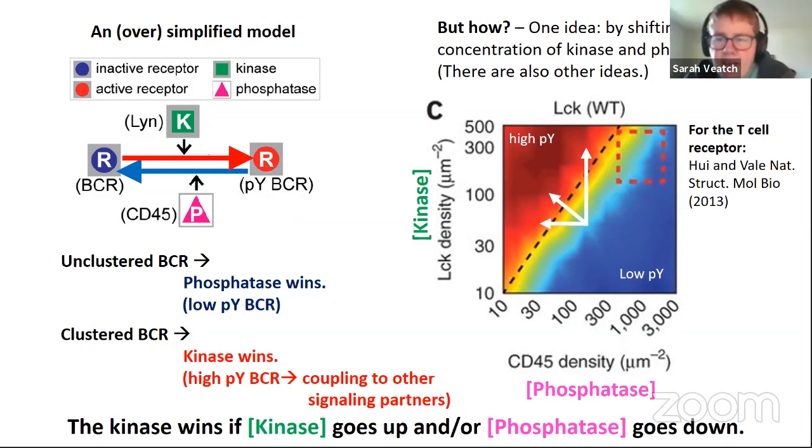The idea is that you can go from low phosphorylation to high phosphorylation of the receptor by either increasing the kinase concentration or decreasing the phosphatase concentration, or some combination of it. Just because this is a biochemical reaction, it's going to tip the scale so that on average you're going to get more phosphorylated receptor.